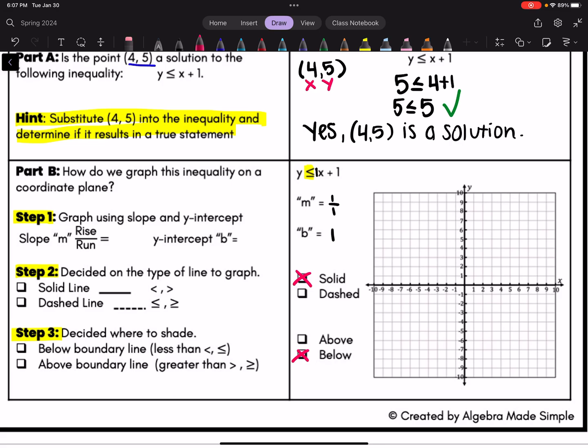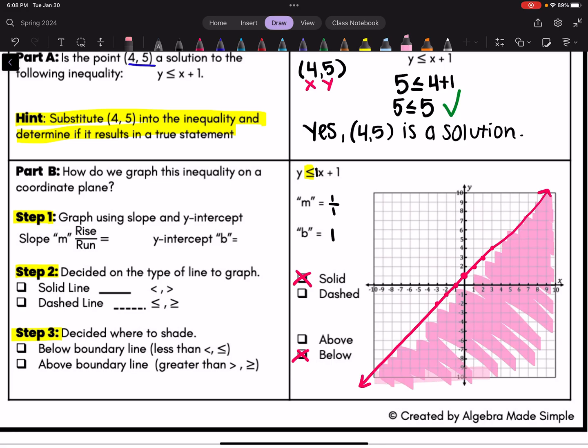So let's go ahead and graph our line. We're going to plot the y-intercept at 1, and then my slope tells me to move up 1, right 1, up 1, right 1. And then our last piece, we have to shade our actual solution region. So I need to shade below the line. So I'm looking at all of the y values on my coordinate plane that are going to be below the line. So I'm looking at everything in here.